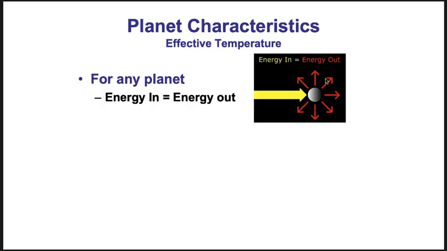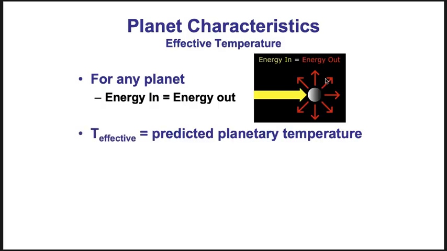I've got a little more explanation here in a second, but to cut to the end first off, the effective temperature is the prediction. It's what you predict the temperature of the planet should be when the energy in and the energy out are equal. And the effective temperature depends on what? It depends on the luminosity of the star.